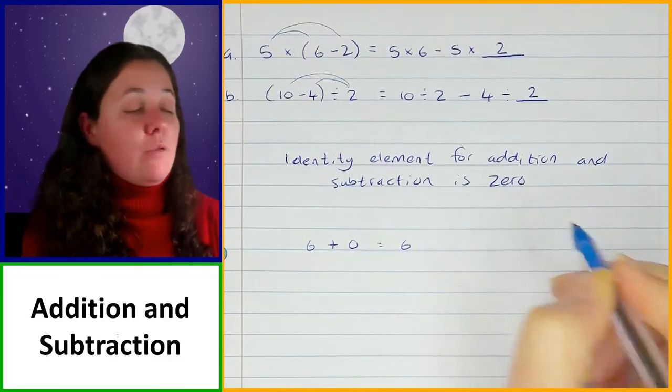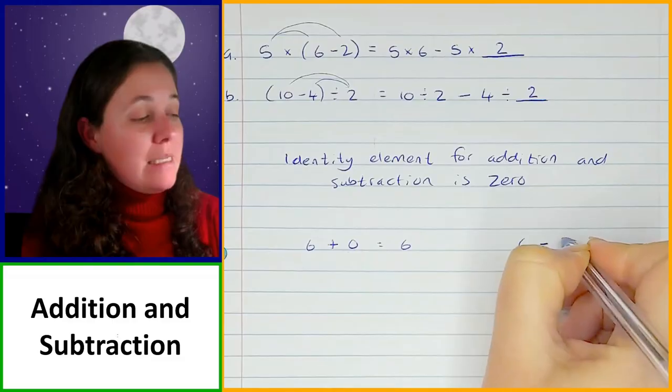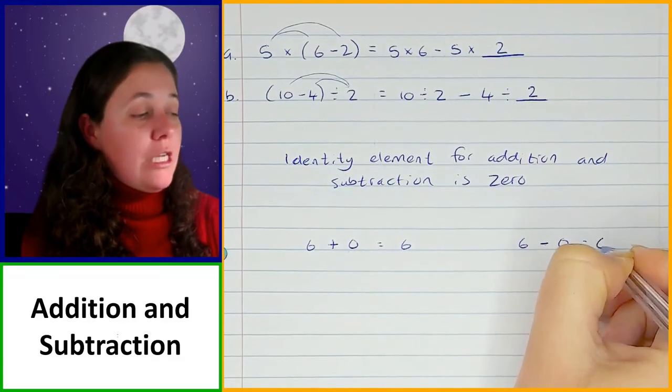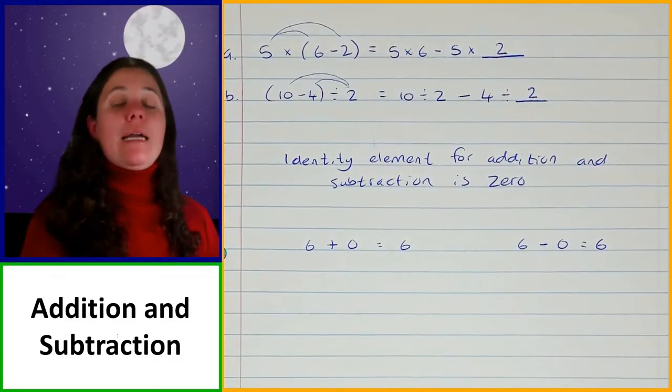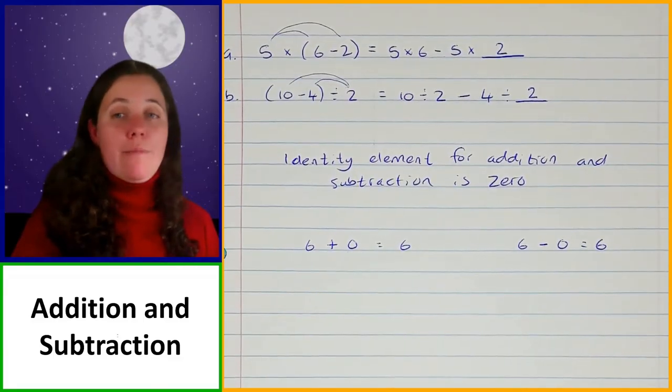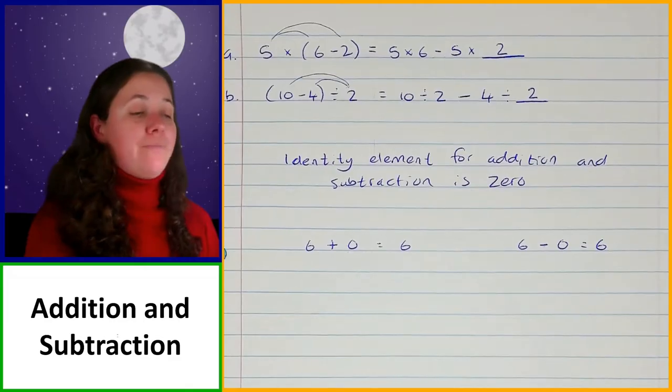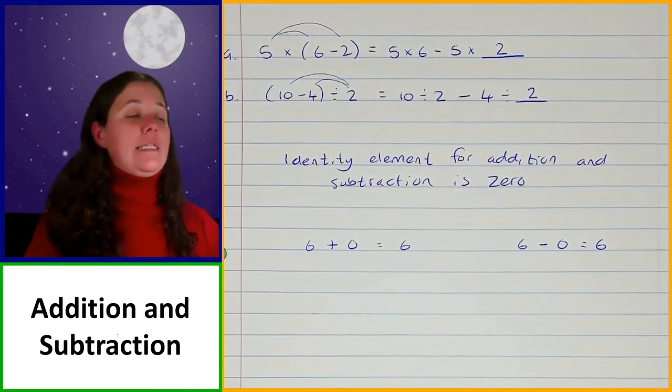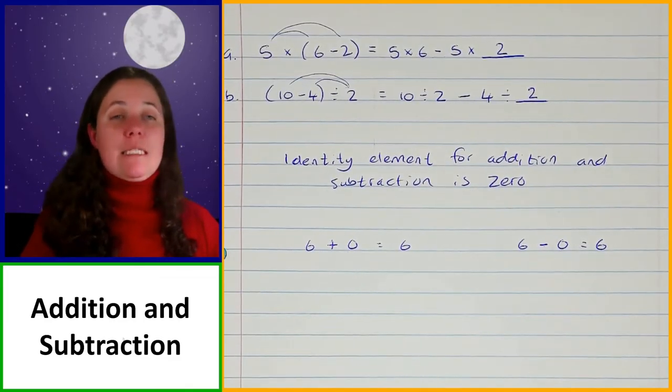Or I can do the same thing with subtraction. I can say 6 minus 0, and it also won't change the 6. It'll still be equal to 6. So I can add or subtract 0, and it won't change the value of the number that I am adding it or subtracting it to or from. Okay, so that is our identity element for addition and subtraction.